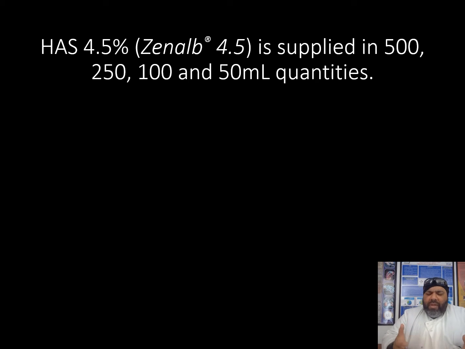Now there is a different formulation generally speaking from different manufacturers or pharmaceuticals, but historically HAS 4.5% has been known and issued as Zenalb 4.5, and it's supplied in 500 ml quantities, 250 ml quantities, 100 ml quantities, and 50 ml quantities.